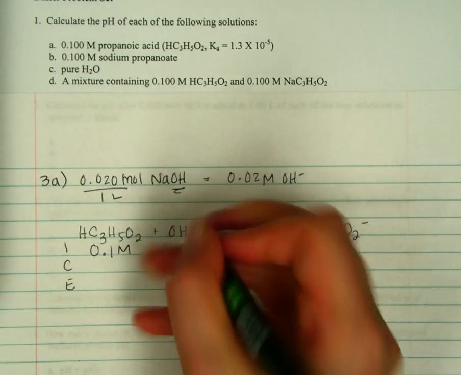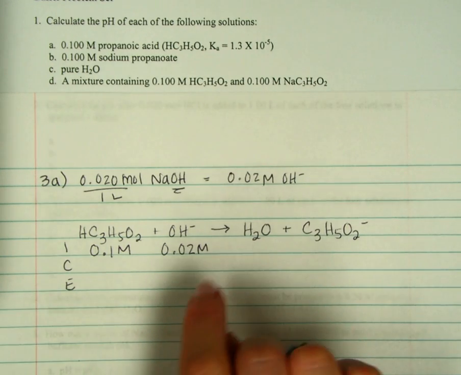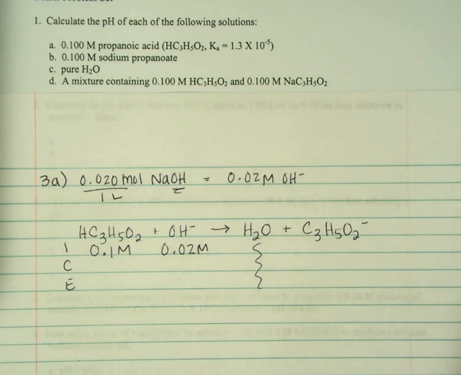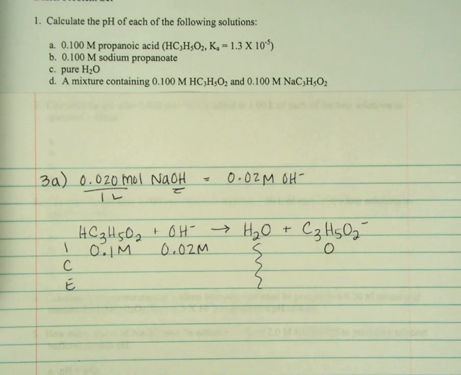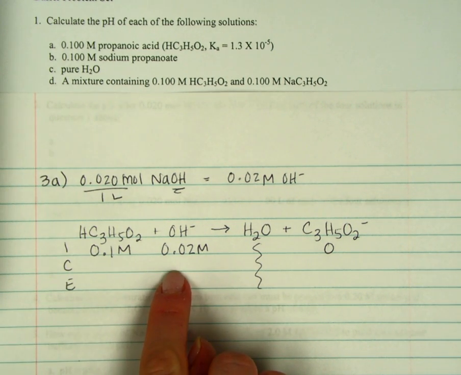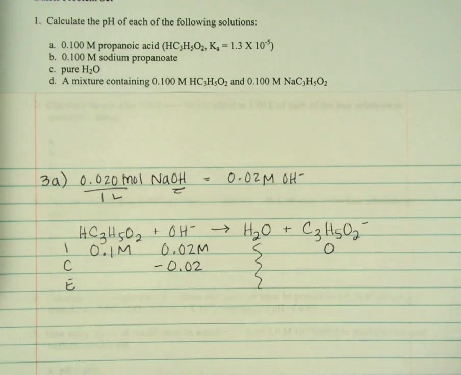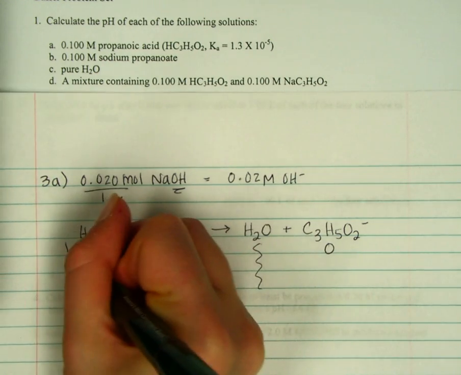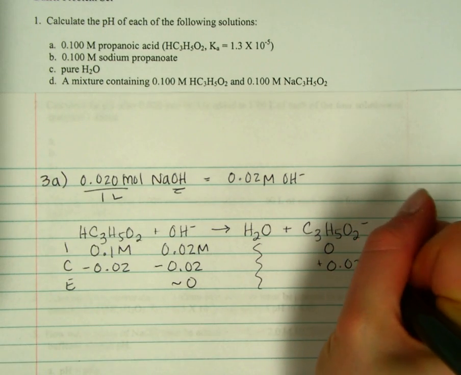So I did start with 0.1 molar. How much OH? I have 0.02 molar. I get that from how much I added. I didn't start with any water, and it really doesn't matter because it's a liquid. And I didn't start with any of my propanoate. So when I look at the change, it's not X's here. I'm using my buffer problem assumption, which is that all the OH will get used up. So I'm going to use up 0.02, and that's going to leave me with around 0. And that means I'm also going to use up 0.02, and then I'm going to make 0.02 over here.